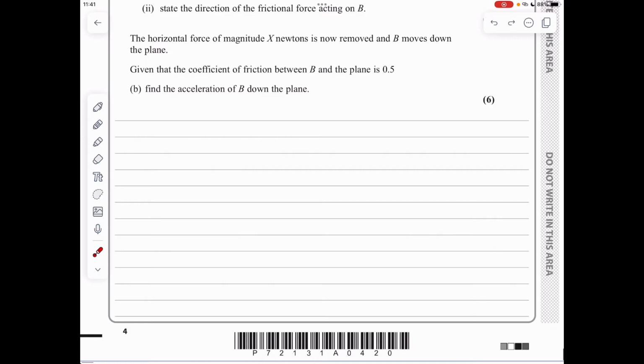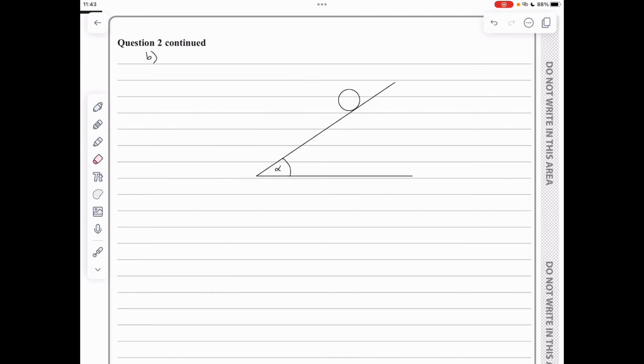In part B, we are told that the horizontal force x newtons is removed and B moves down the plane. Additionally, the coefficient of friction is 0.5, and we need to work out the acceleration of B down the plane. So it makes sense to redraw the diagram, removing the force x, just to see exactly what's happening here. So this is my diagram here.